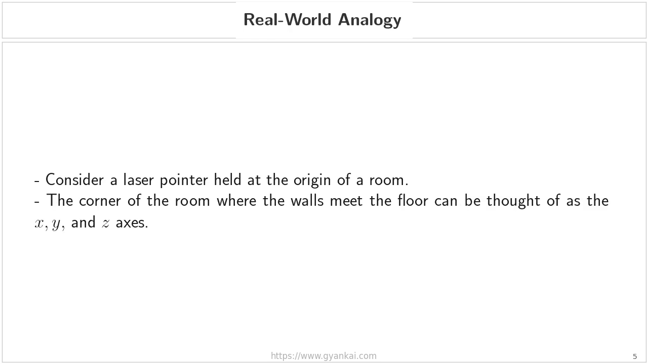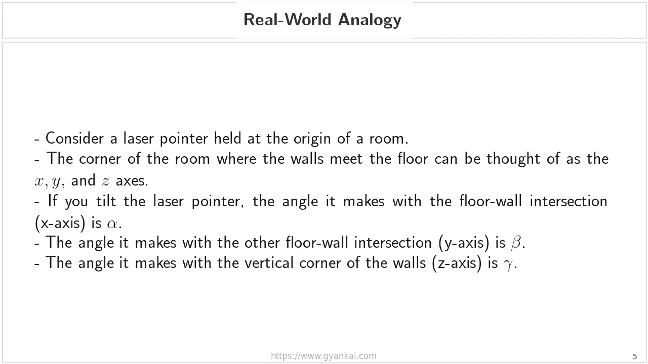To help us visualize our coordinate system, think of the lines where the floor meets the walls as our x and y axes, and the vertical corner where the two walls meet as our z-axis. As you move the laser pointer around, it points in a specific direction in 3D space. If you tilt the pointer, it creates three distinct angles. The angle it makes with the first floor wall intersection, which we call the x-axis, is alpha. The angle it makes with the second floor wall intersection, our y-axis, is beta. And finally, the angle it makes with that vertical corner, the z-axis, is gamma.